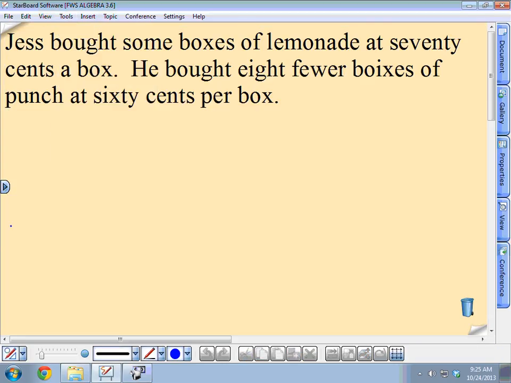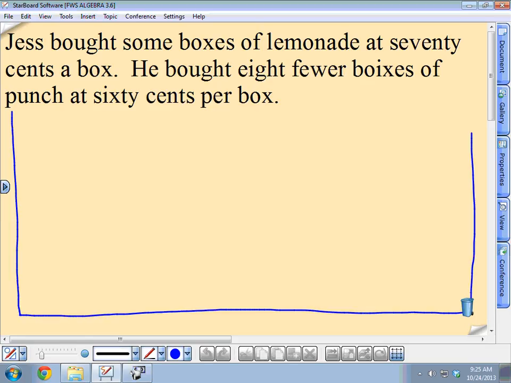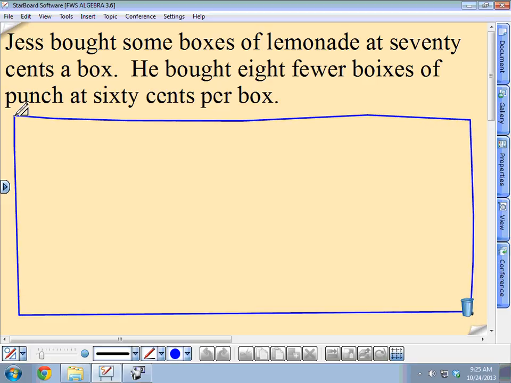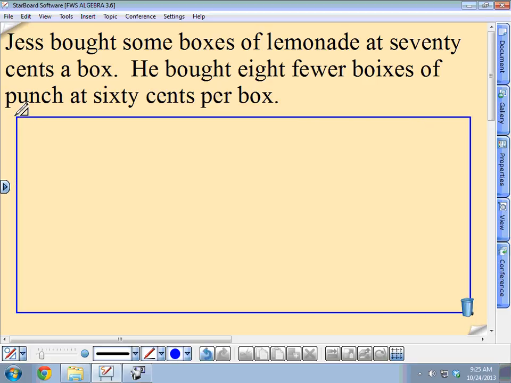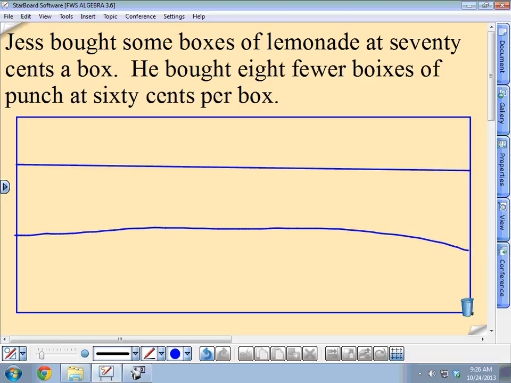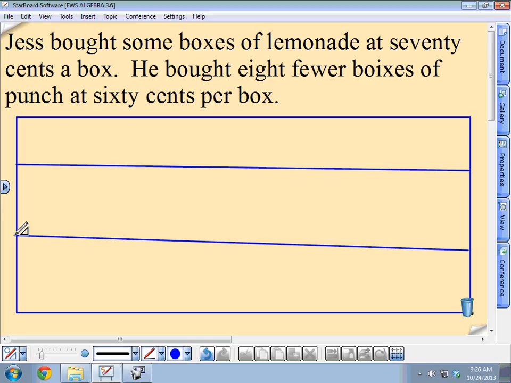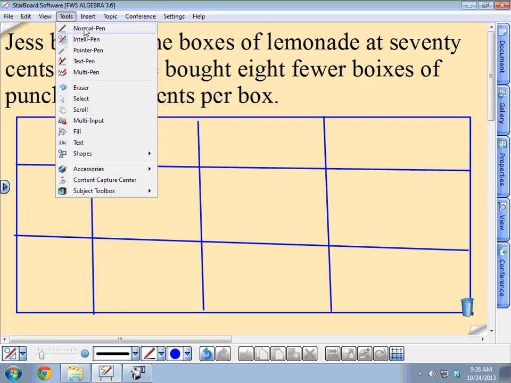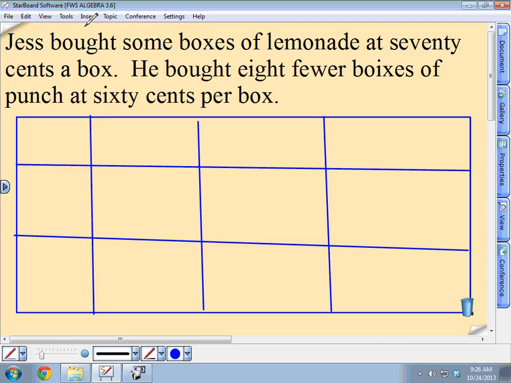All right. So let me make another chart here. And this one is my... Yeah, the intelligent pen works nice. Okay. So we're going to start filling some stuff in.